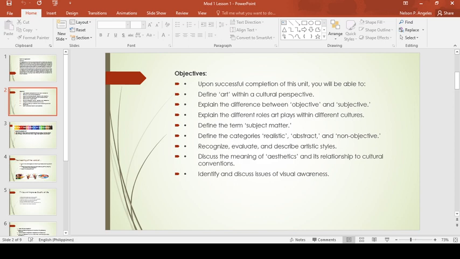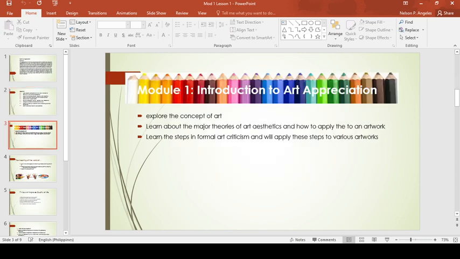Also, so that you can recognize, evaluate, and describe artistic style. So discuss the meaning of aesthetics and its relationship to cultural conventions. And lastly, you have to identify and discuss issues of visual awareness.